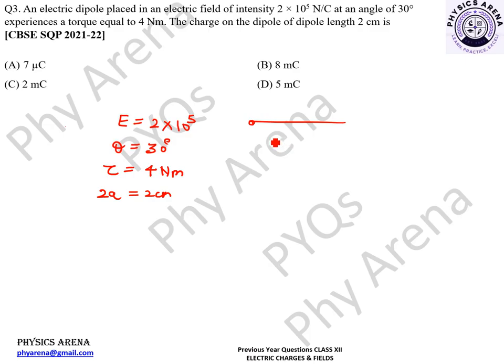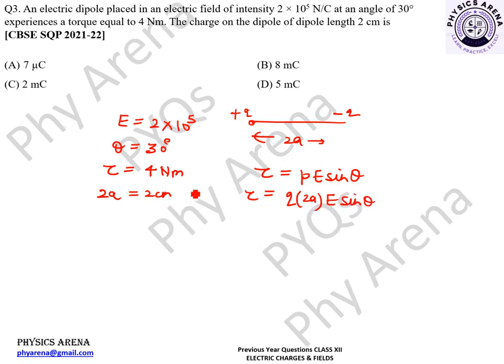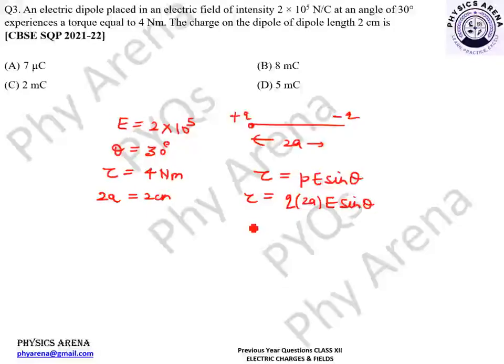So this is the scenario, plus q and minus q, and it is experiencing a torque that is equal to 4 Newton meter. We need to find q. So we know that the torque tau is PE sine theta, where P is q into 2a. So that will be q into 2a E sine theta, that is the value of torque. Let us put the values. Torque tau is equal to 4 Newton meter.